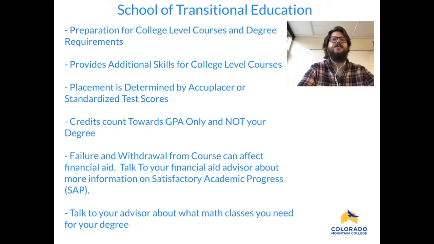You were probably placed in this class based on an AccuPlacer score or some sort of standardized test score like an SAT. The difference between the School of Transitional Education or DevEd and your normal CMC classes is that the credits for this class count towards your GPA only and not your degree. It can sometimes be part of an admission into your degree. I know for nursing, for example, you need Math 055 in order to get into the nursing program.